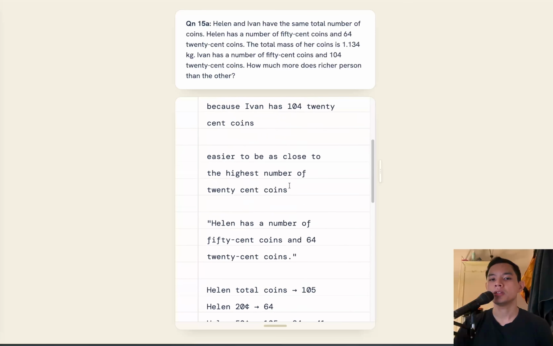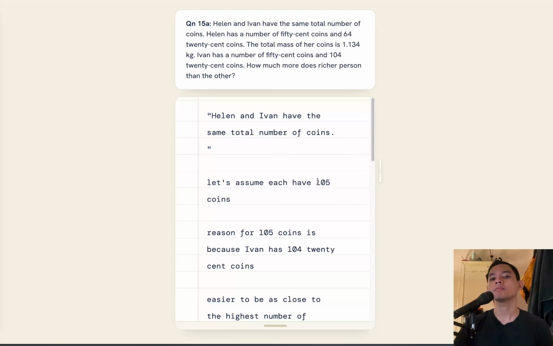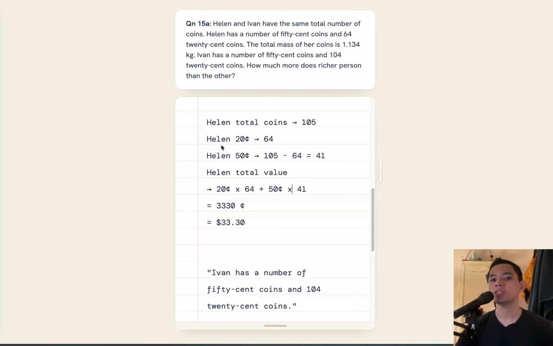So you might be thinking, okay, what if I change this number to 200? What would this look like? In this case, Helen's total will not be 105, it will be 200. Helen's 20-cent coins remain the same at 64, but the 50-cent coins are 200 minus 64, which is 136. Therefore, the total value will be $80.80.